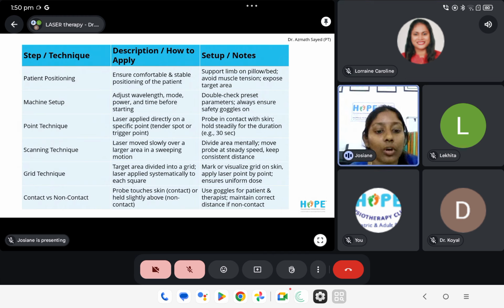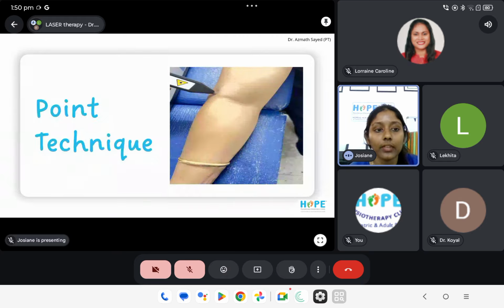So in contact versus non-contact, here the probe touches skin or is held slightly away. Here the therapist has to use goggles for patient and therapist, and maintain correct distance if it is non-contact.